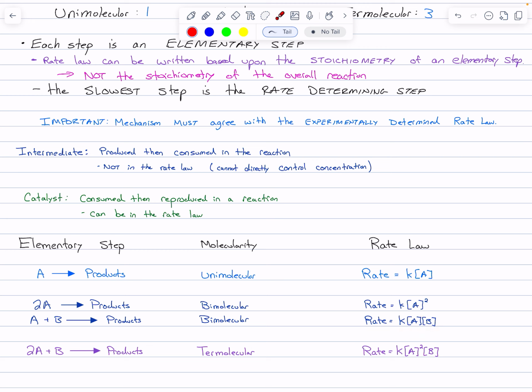In a termolecular, where you have two A's and a B colliding to make the products, you have rate equals k[A]²[B]. So that's kind of how this is going. Now, let's do some examples to make this better for ourselves.